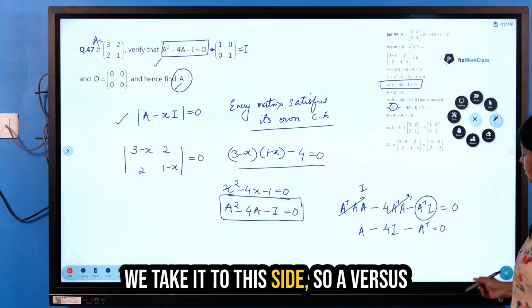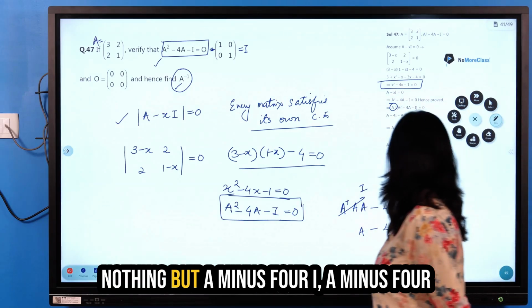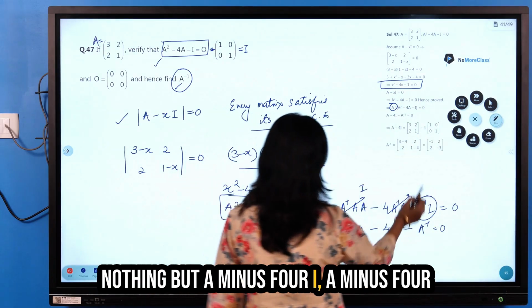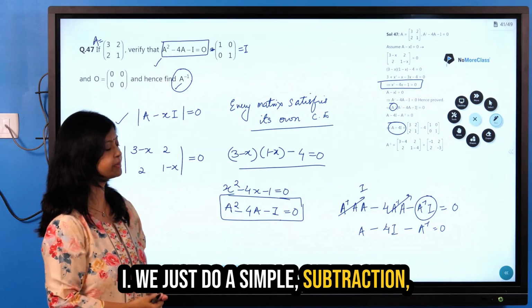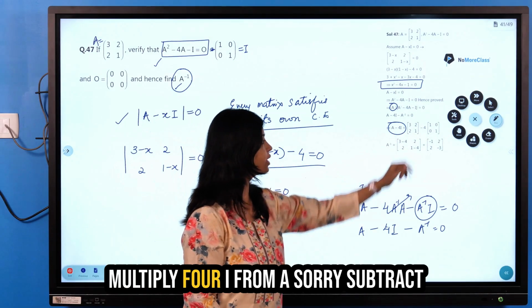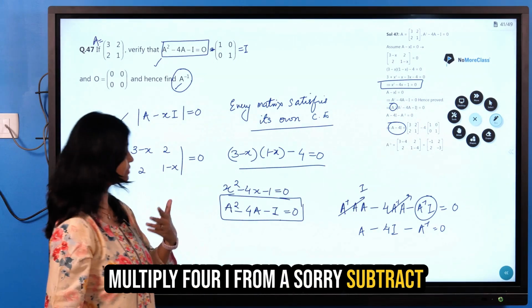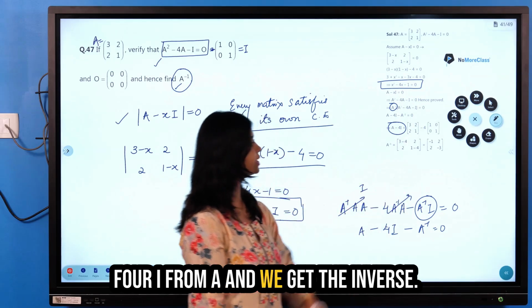We take it to this side. So, A inverse is nothing but A minus 4I. We just do a simple subtraction, subtract 4I from A, and we get the inverse.